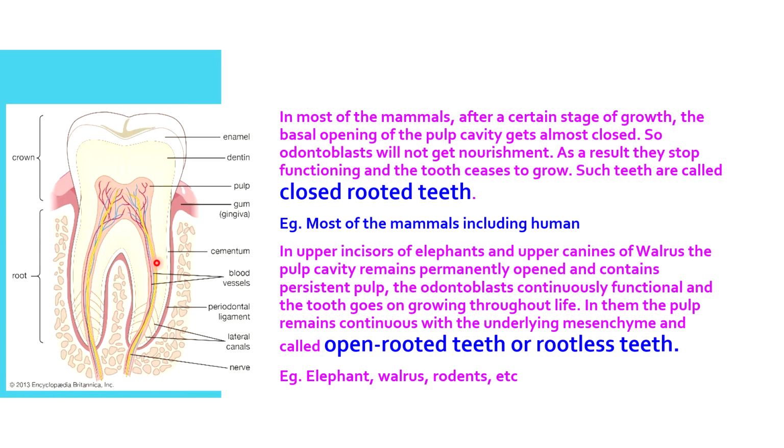For example, in the elephant the upper incisors, and in the walrus the upper canines, are continuously growing teeth, because of the permanent opening of the pulp cavity. That means the pulp cavity remains permanently open and contains persistent pulp. The odontoblasts are continuously functional and the tooth goes on growing throughout its life. Examples are the elephant and walrus. The closed tooth is seen in most of the mammals, including human.